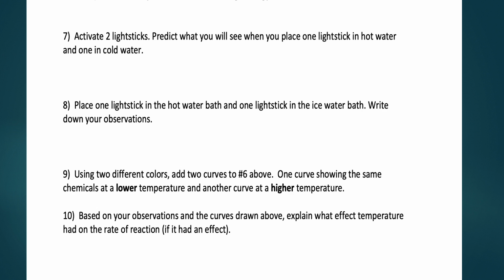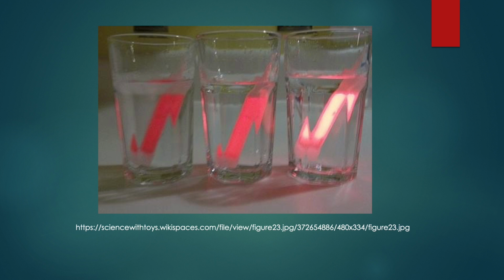Using 2 different colors, add 2 curves to number 6. So if we go back to number 6, it says one curve showing the chemicals at lower temperature and another at higher temperature, and so if they go back and they draw that, then they would end up with a picture. This is just a picture of the glowing. So this is a picture of one that's in warm water, one in cold water, and then the other one is maybe at room temperature water as a control, if you have a third one.